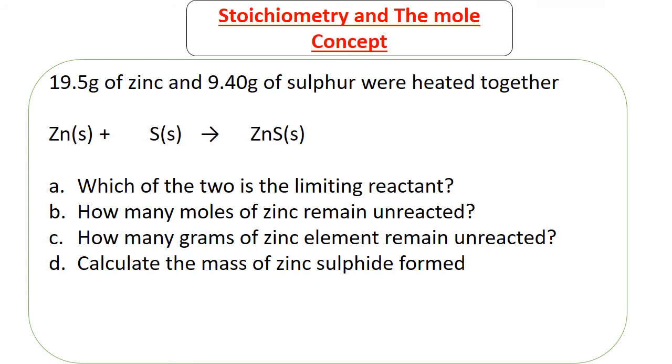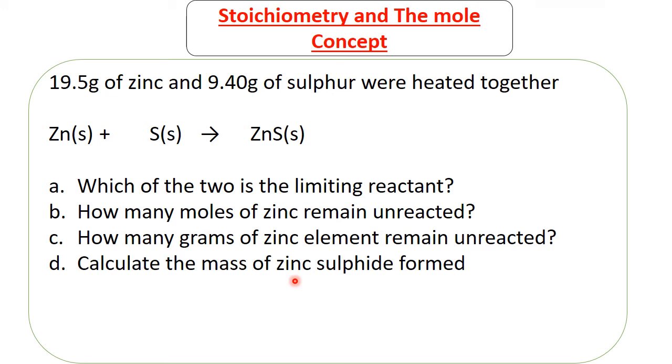Let's take a look at an example to wrap this up. 19.5 grams of zinc and 9.4 grams of sulfur were heated together. So this is the reaction. Question A, which of the two is the limiting reactant? Question B, how many moles of zinc remain unreacted? Question C, how many grams of zinc element remain unreacted? Question D, calculate the mass of zinc sulfide formed.